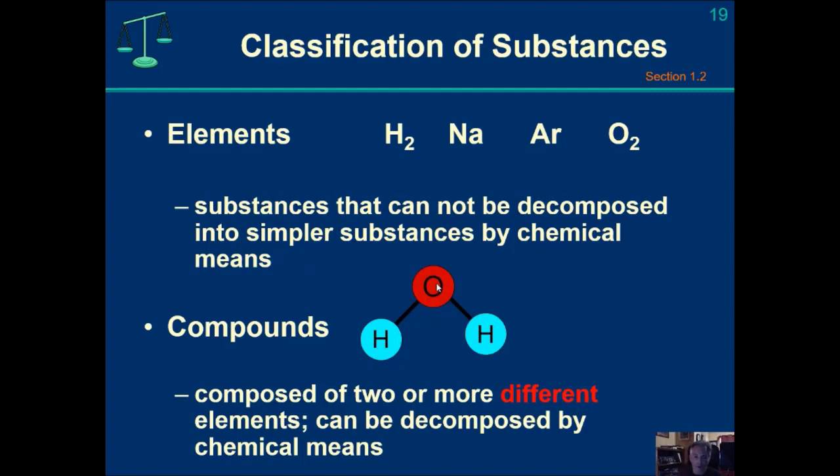Now, I can do chemistry on water, and I can separate the hydrogen from the oxygen. I can separate oxygen and hydrogen from each other into O2 and H2 gases, which have completely different properties from water. Water is either ice or liquid or a gas. So this is a pure compound substance. And just remember, it's composed of two or more different elements, and I can separate these elements by doing chemistry. That means it's a compound.